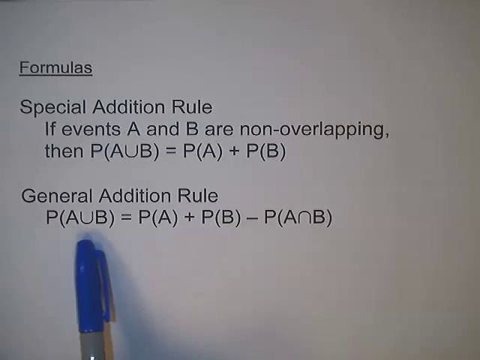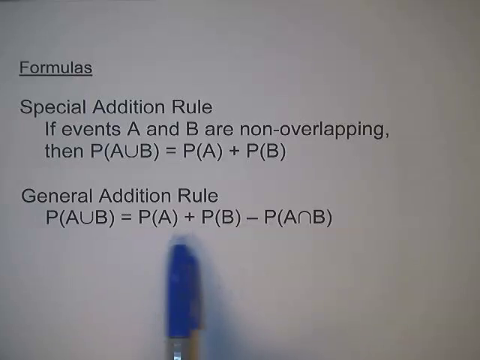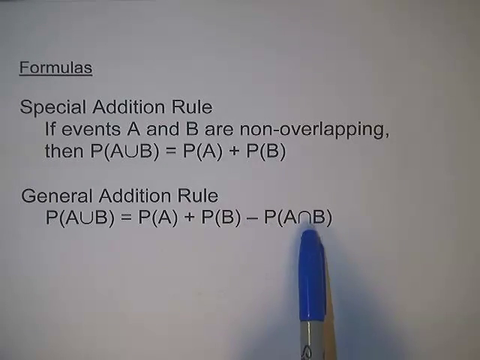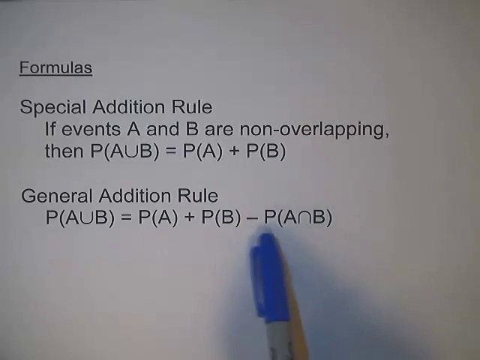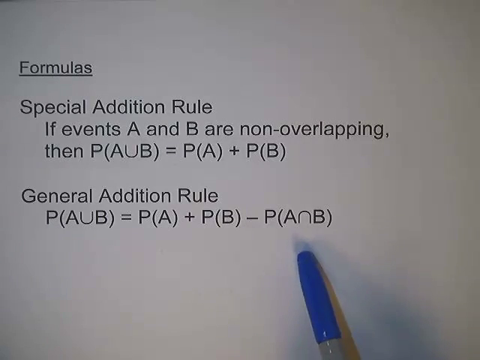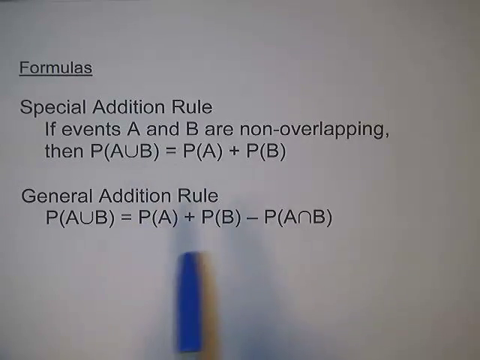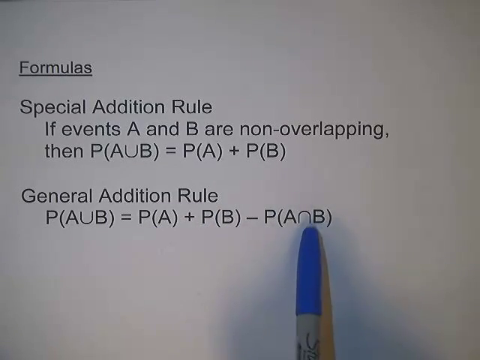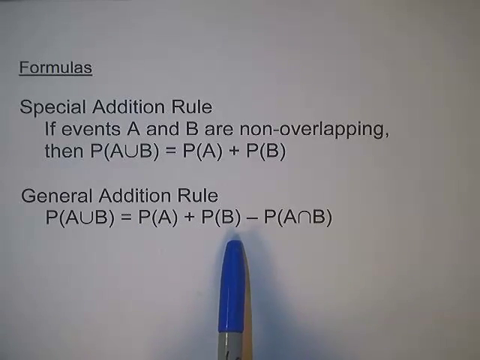So the probability of A or B equals the probability of A plus the probability of B minus the probability of A and B. Okay, so if we think about A and B, this is going to give you the probability of a student taking both classes, both statistics and psychology. So if those students are included in both A and B, we need to subtract off A and B so that those people are not double counted.